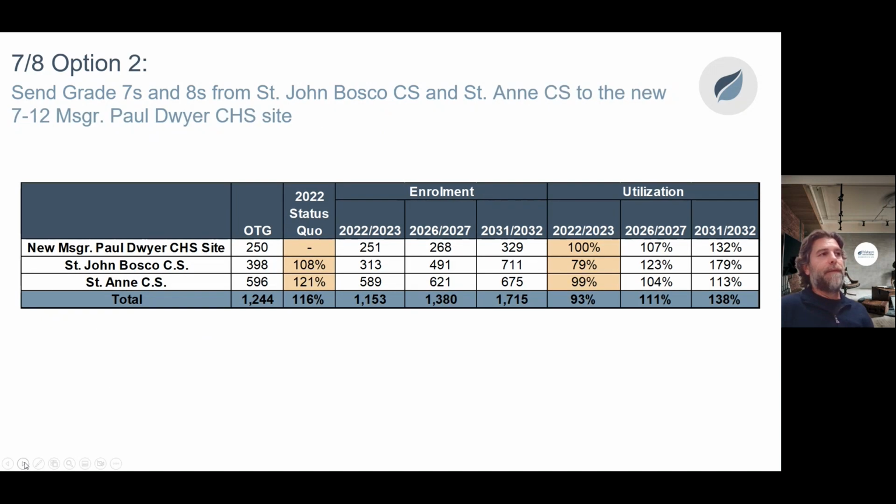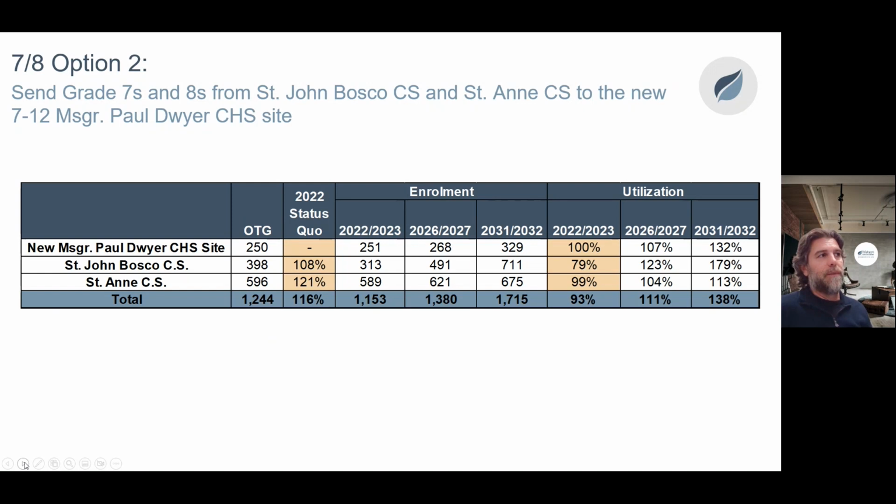On the next slide, again, from a Monsignor Paul Dwyer perspective, no change. The only thing that this option is looking at is instead of it being St. John Bosco and St. Kateri, this option looks at instead removing St. Kateri from that mix and it being St. John Bosco and St. Anne grade 7 and 8s that are sent over to Dwyer.